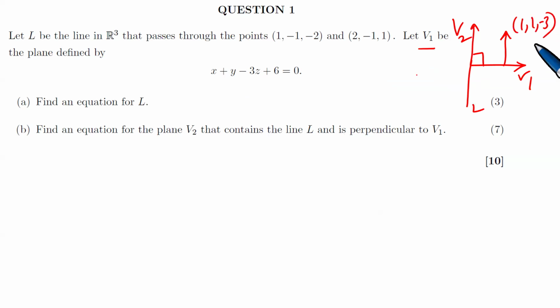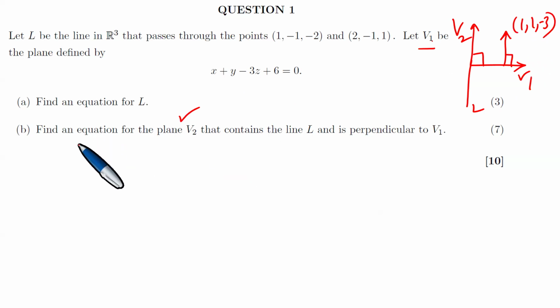Why are we interested in this? Because to find an equation for the plane, we always need a normal. And obviously, we also need a point on the plane. We'll refer to the formula we used last time. So we have V1, and V1 is a plane, and it has a normal, which is a perpendicular vector to V1, which is 1, 1, minus 3.